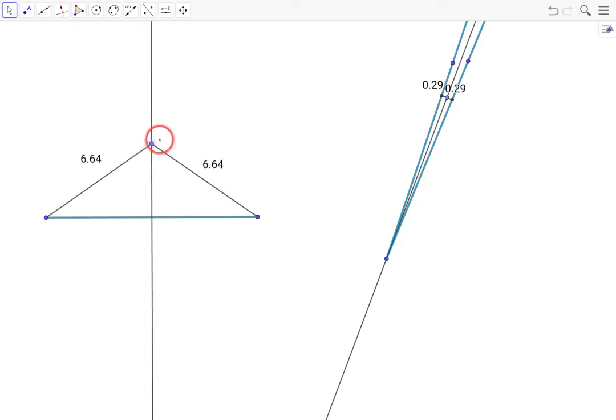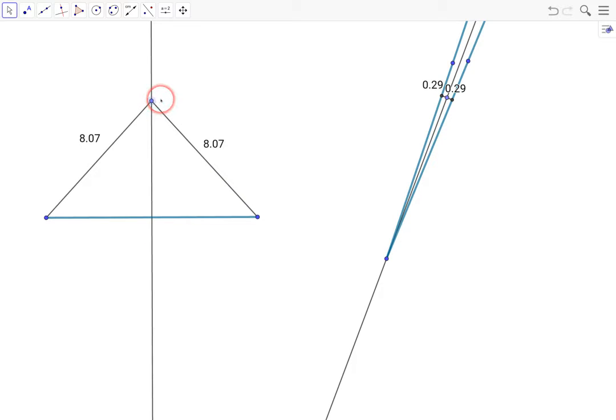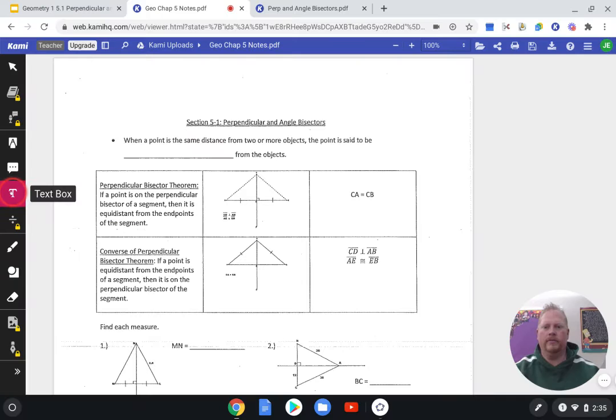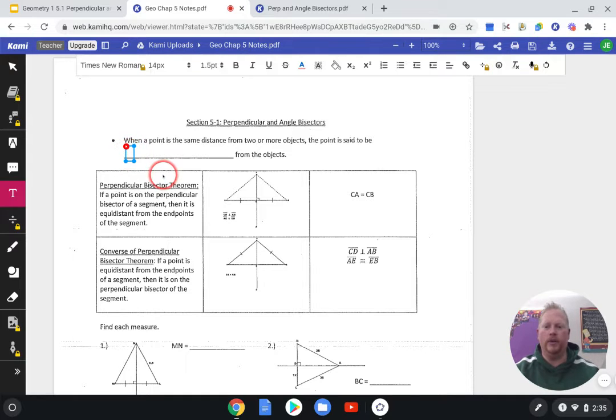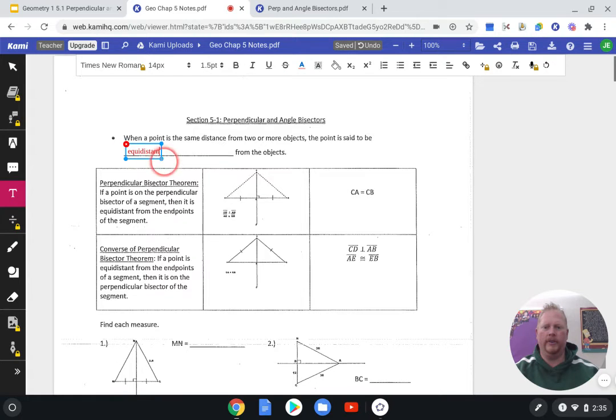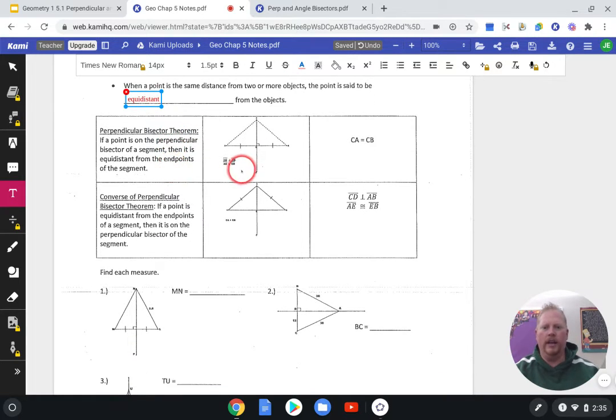So go ahead and get out your notes packet that I gave you, and let's follow along with these notes. All right. So when a point is the same distance from two or more objects, the point is said to be, we just said this word, equidistant. And it's exactly what it sounds like. It's the same distance away from two different objects. So as we said before, if you've got a point that's on this perpendicular bisector, it's going to be the same distance from the two endpoints. So you could say that point C to point A is the same distance as point C to point B.